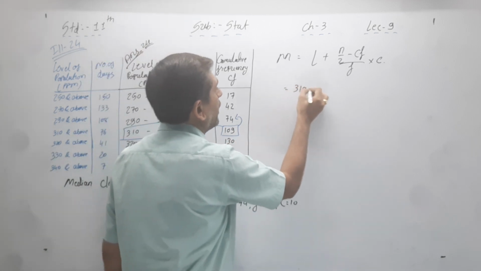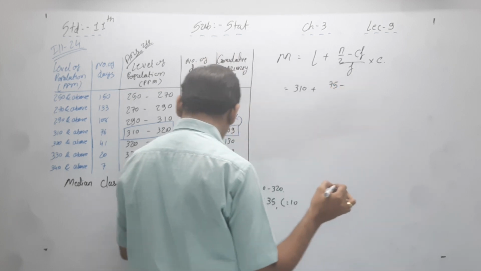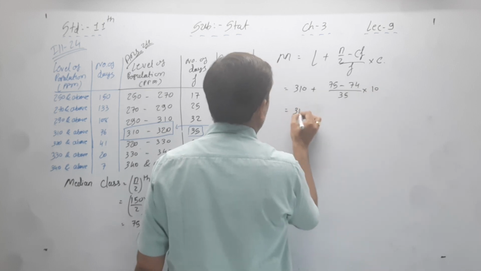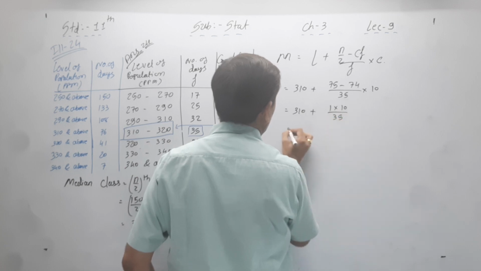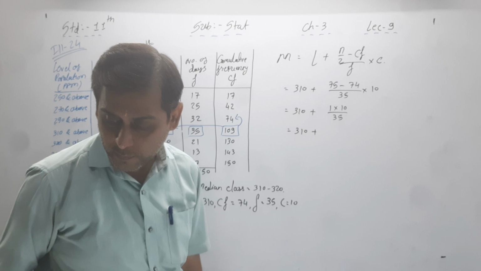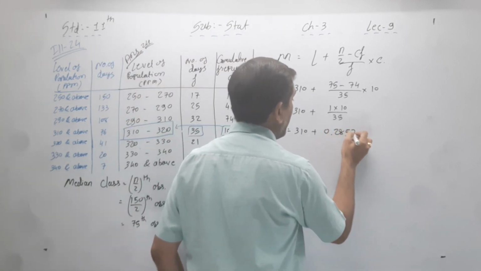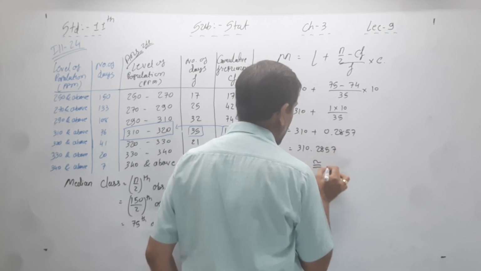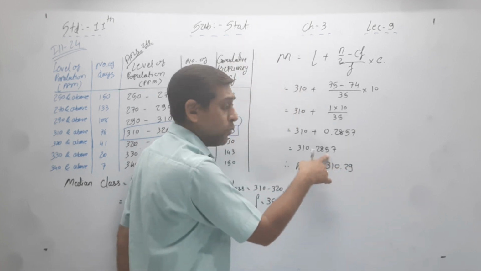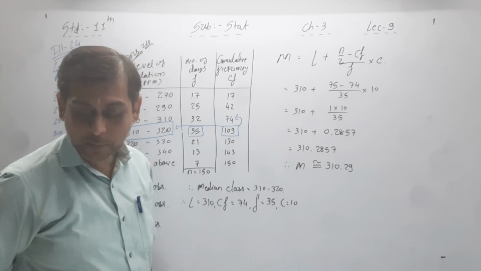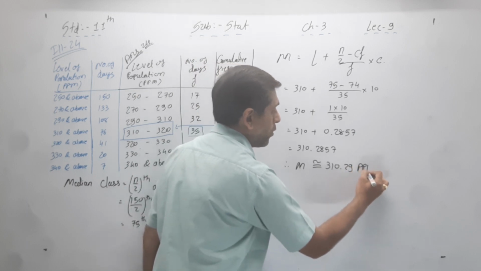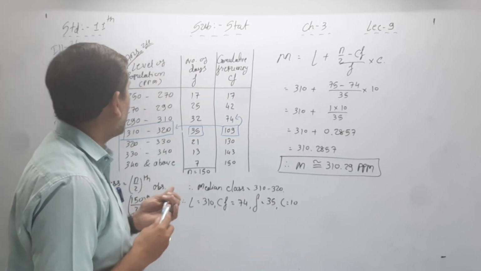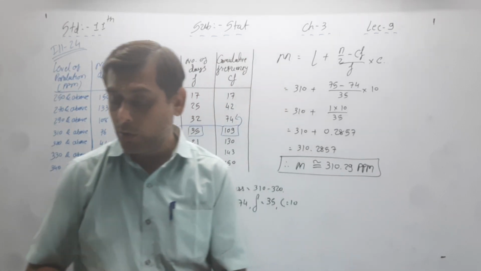Now put the values in the formula. Median is equal to L, 310, plus n by 2, 75, minus CF, 74, divided by F, that is 35, into 10. So 310 plus 1 into 10 divided by 35. So 310 plus 10 divided by 35, that is 0.2857. So you can write 310.2857, and your approximate answer for the median is 310.29, because the third digit is 5, so you have to add 1 in the second digit. That is 310.29 ppm. Your pollution, not population, your level of pollution is 310.29.